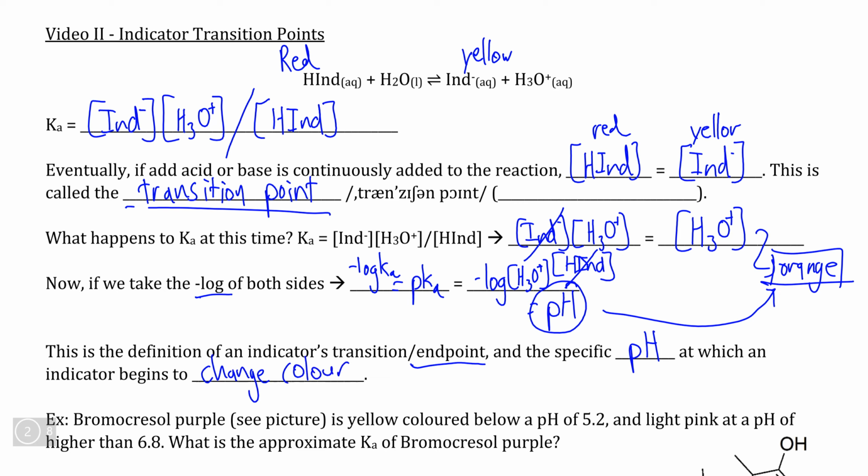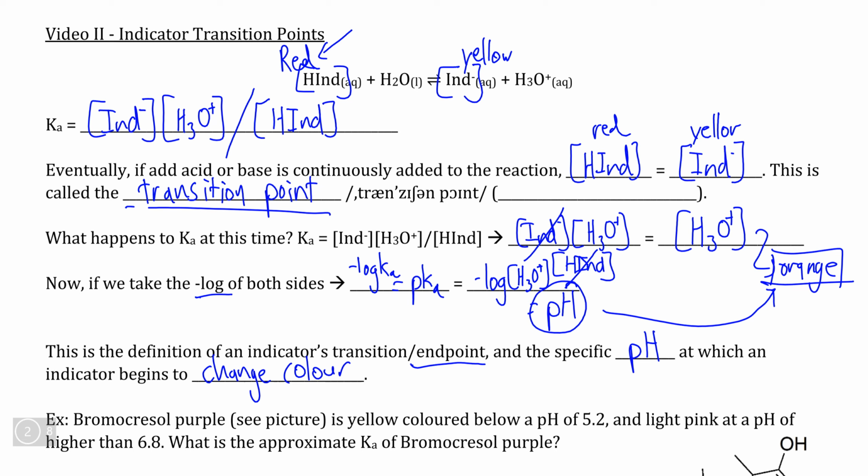So the idea in this hypothetical indicator is if the concentration of the acid form is greater than the concentration of base form, our solution will be red. But if the opposite is true, if the concentration of base form is greater than the concentration of the acid form, the indicator will be yellow. But right at this transition point where we have equal concentrations of both forms, the indicator will have an equal amount of both forms and therefore will be a mixture of the two different colors.